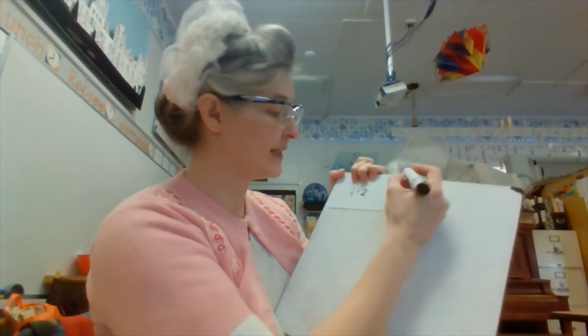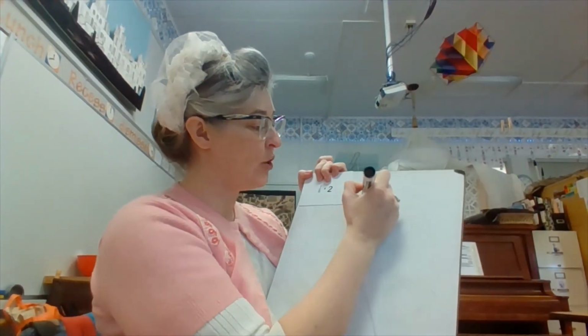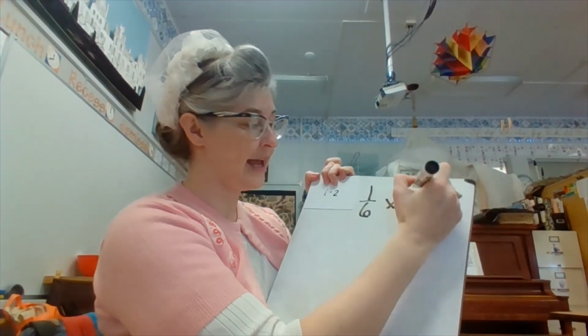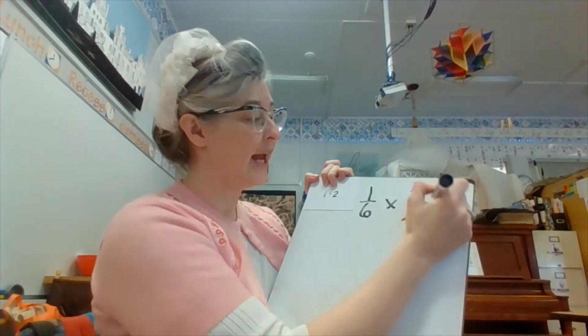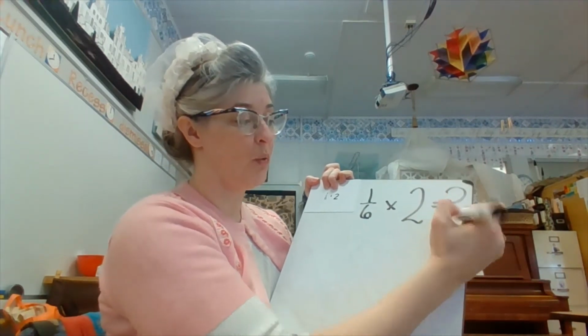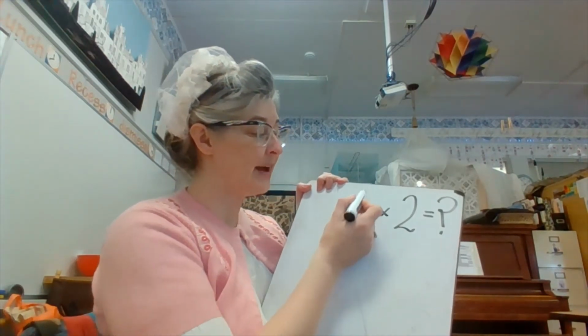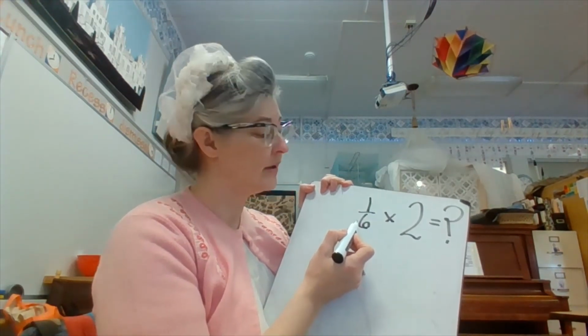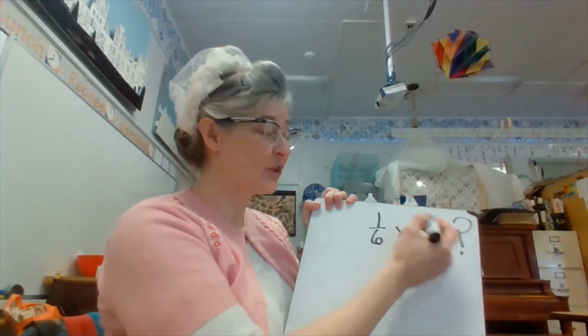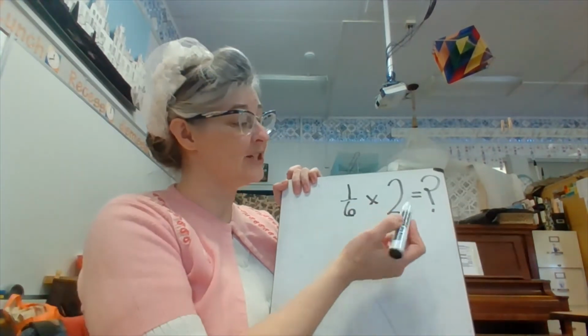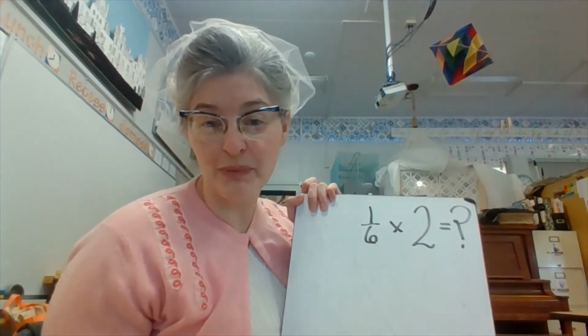So first we're going to start by writing this down. We have 1/6 taken 2 times. So 1 over 6 times 2. And I want to know what that equals. Anytime I have a unit fraction, it's going to be pretty easy. I just grab however many of them the whole number tells me. So if I need 2 of them, I just grab 2 of those pieces.